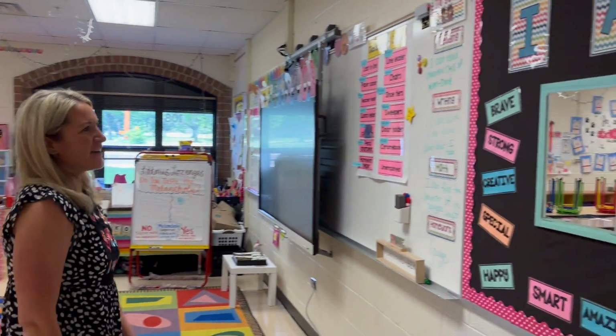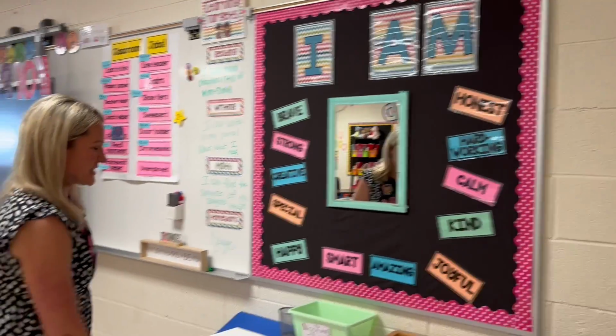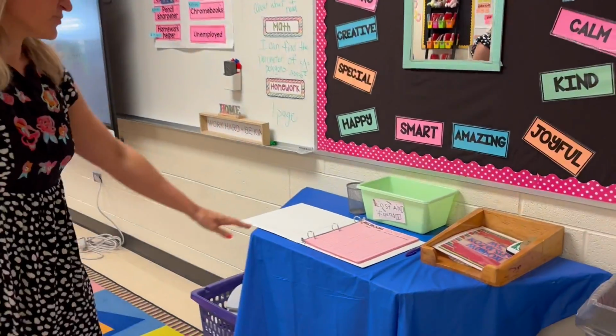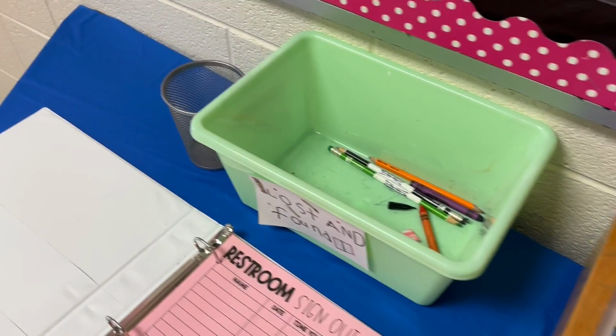Here we have our Hello, I Am affirmation bulletin board. Students can sign out on the restroom sign out sheet. My mailbox and lost and found is over here.